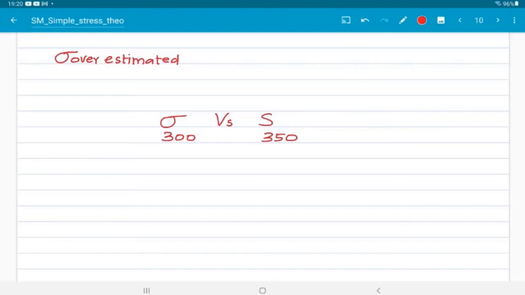Who gave this number? We have calculated the stress, but the strength is available in the data book. Who gave this number to the data book people? From the testing laboratory. Where is the testing laboratory? It may be in the US, or it may be in Germany. They have tested the mild steel in the standard testing laboratory. They told that strength is 350 megapascal.